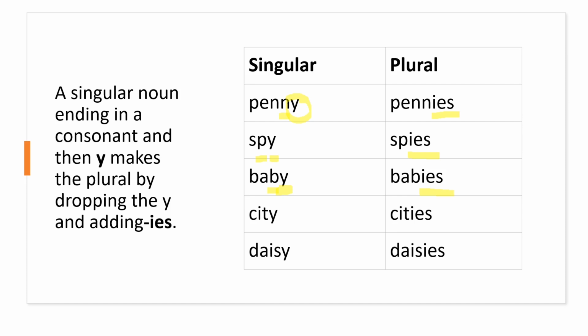Okay, on to the next word. We have the word city. So here we see T is consonant and this word ends with the letter Y. So to create its plural form, we will have to add ies at the end. So it becomes cities. City becomes cities by adding ies at the end.